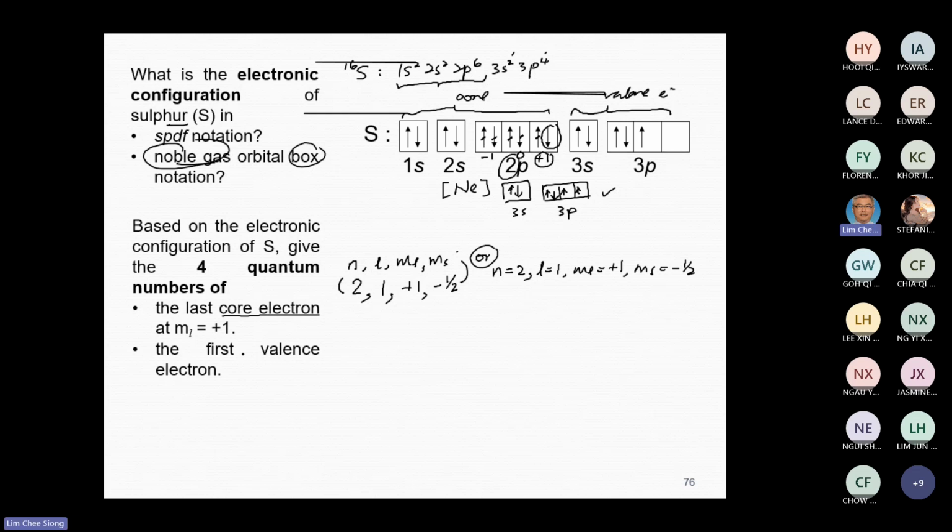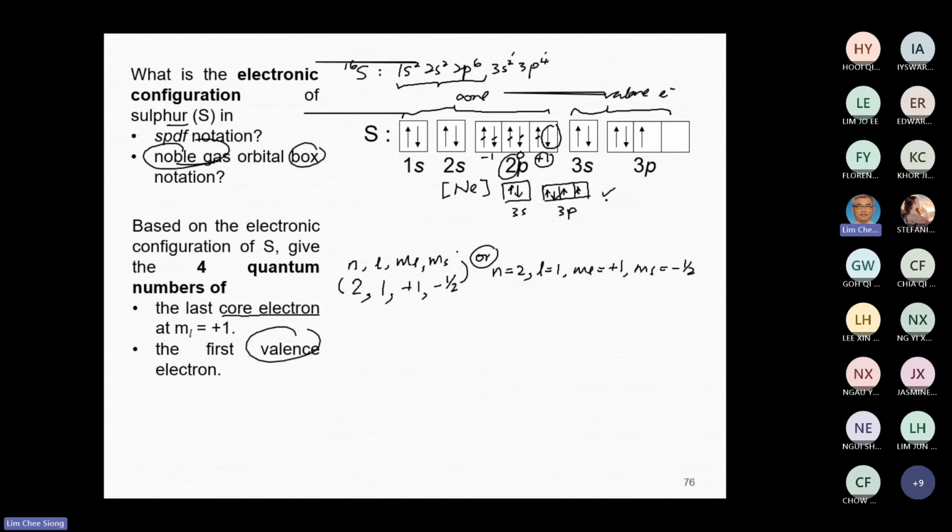Next, the first valence electron. Now you try. I give you 30 seconds to write down. Let's try. What are the 4 quantum numbers of the first valence electron? Some students say, yeah, we know. Go ahead. Never try, never know. Done? Done, okay.